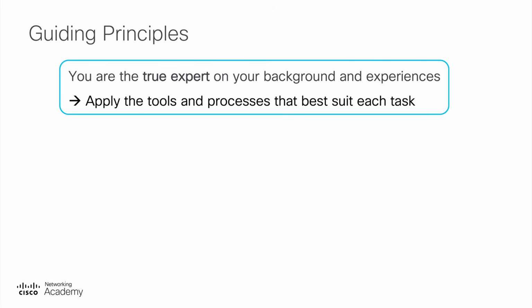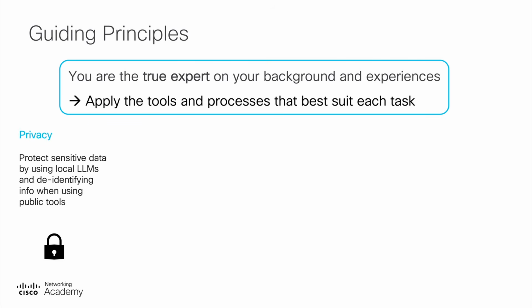We have 5 guiding principles that will help us create a strategic workflow. First is privacy. This is about protecting your sensitive data by using local LLMs or de-identifying information when using public tools. Next is prototyping your process. You will try out one approach and then critique it to identify potential issues. Then you'll redesign and iterate to improve your process.